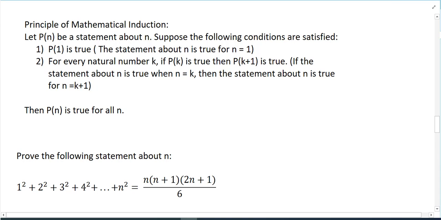Hey there! In this video, we're going to continue our study of mathematical induction. If you haven't watched the previous video, that's okay. I'll recap a little bit here and then we'll move on to the next example.